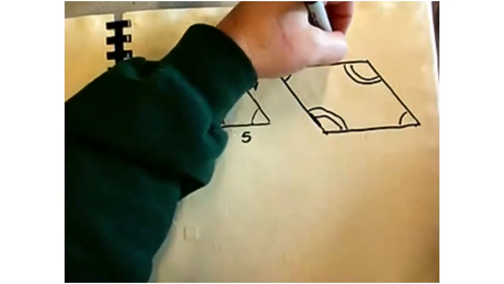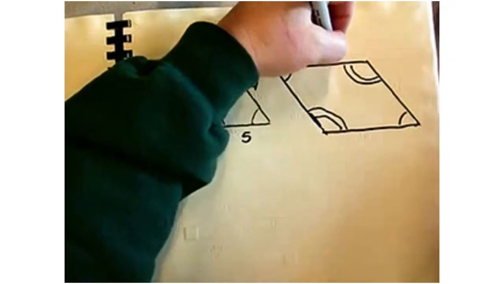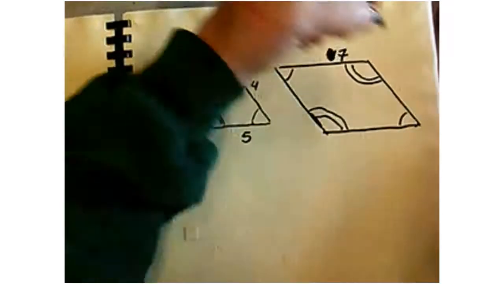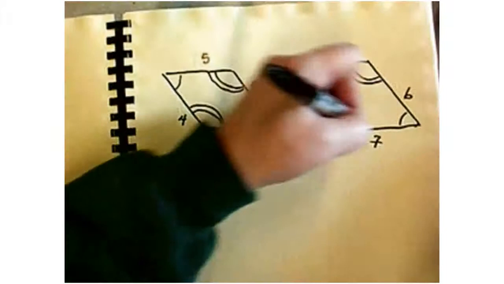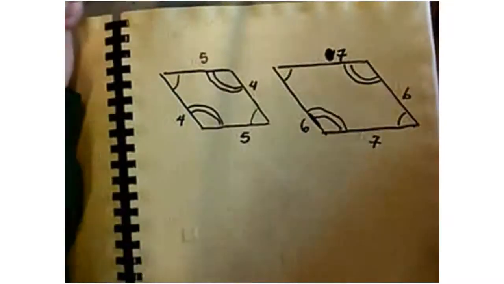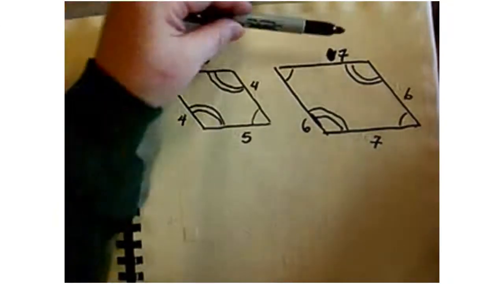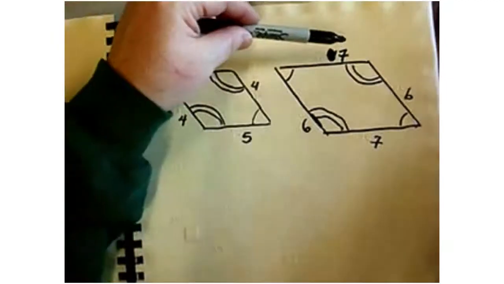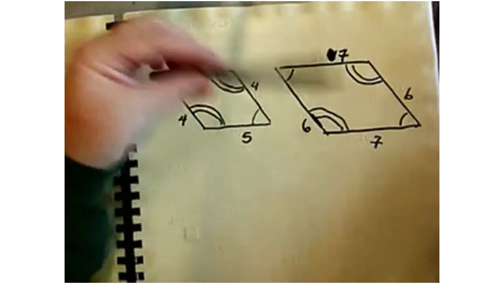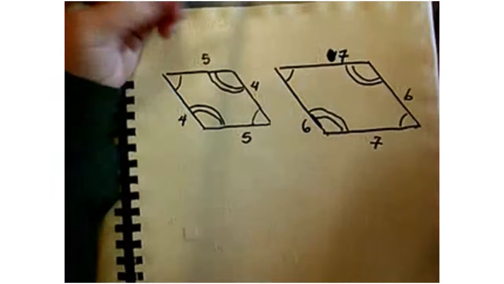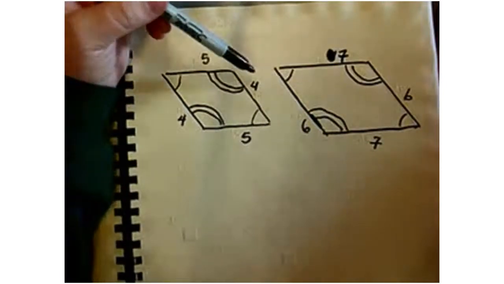Now let's check out our sides. So we have a 7 and a 6 and a 7 and a 6. So again, we know we have a parallelogram. So 5 is to 7, that top side to top side, as 4 is to 6. So we want to check that out. 5 is to 7 as 4 is to 6.